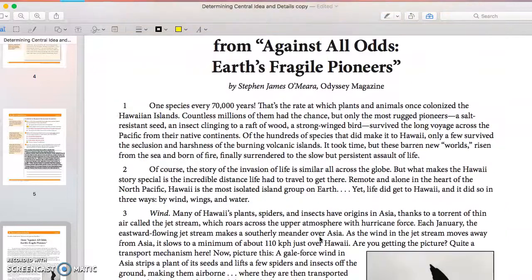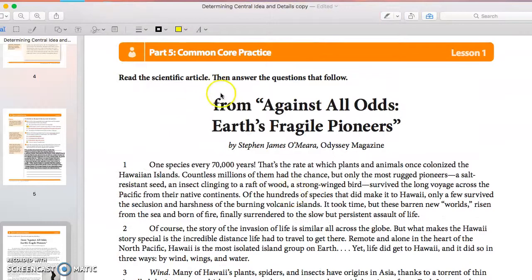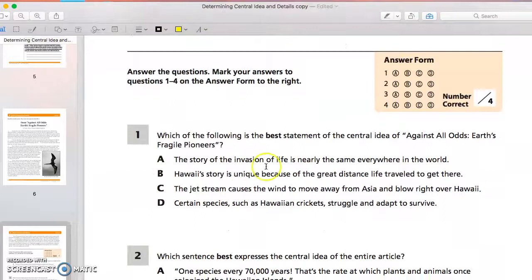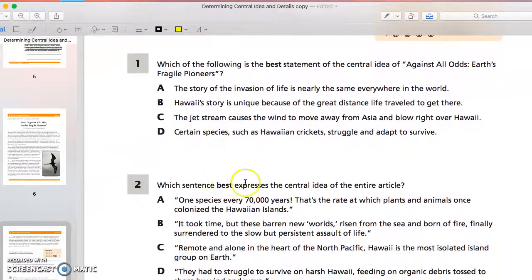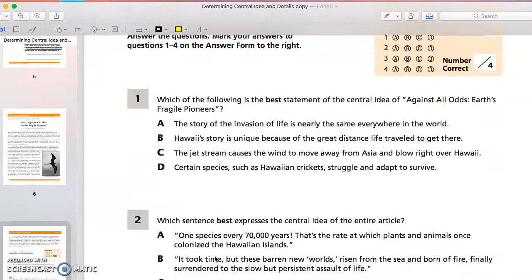Looking at Against All Odds, Earth's Fragile Pioneers. We're going to read through this. It just says read and answer the questions that follow. So I'm going to take a look at the questions first so that I know what I need to highlight while I'm reading it, okay? So they want a sentence that expresses the central idea and a statement that expresses the idea. Okay, so it's either about invasion of life, how Hawaii is unique, about jet streams of wind, or a certain species. Okay, and then depending on that, one of these sentences will work with them.